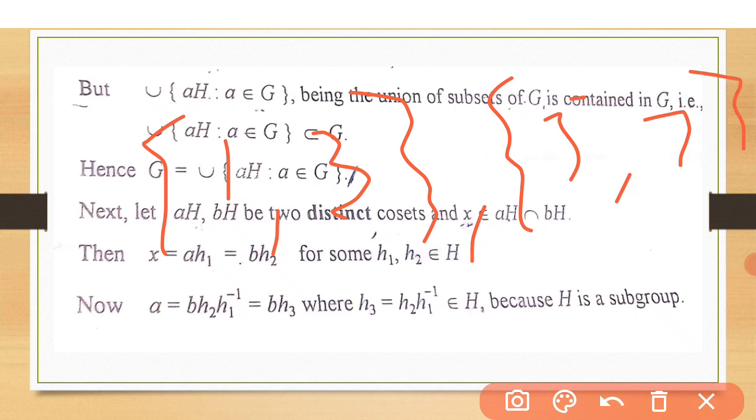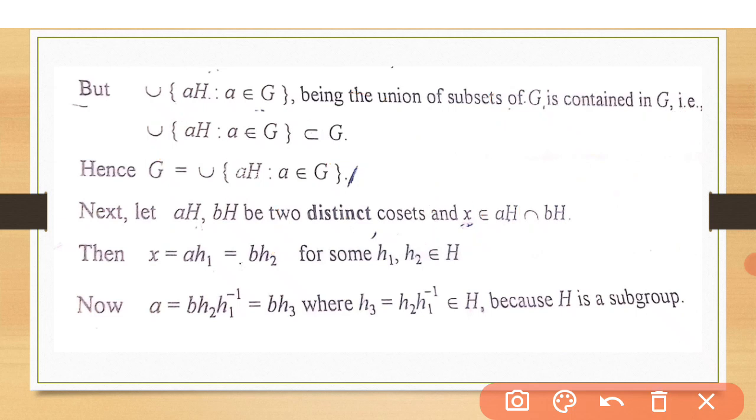So there is no element common in both cosets, left cosets or right cosets. So we suppose that if any element is common in two left cosets. Next, let AH and BH. AH means we take the element A from G and multiply it with all the elements of H. And BH means we take the element B from G and multiply it with all the elements of H.